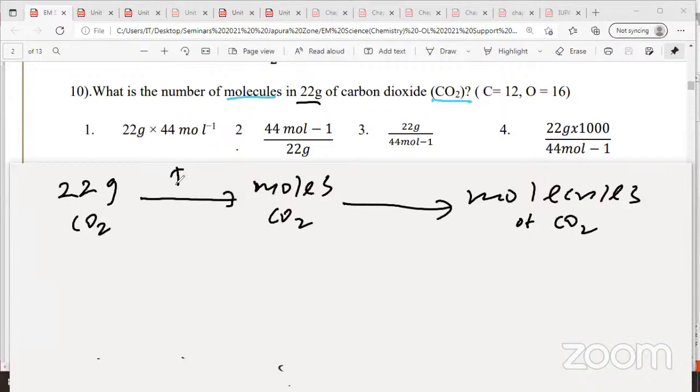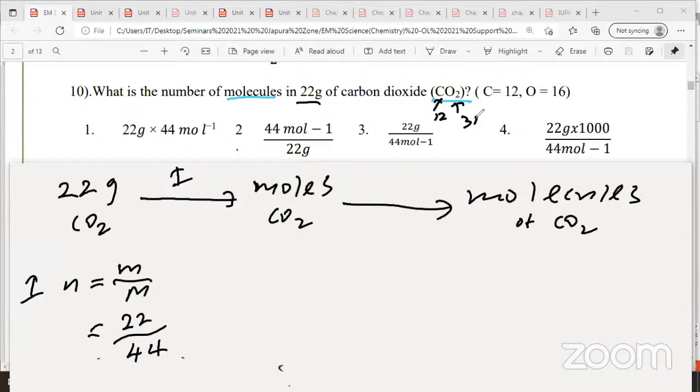What is the first step? How to convert grams to moles? Simple: n equals m over M. This is the equation. What is the mass? 22. What is the molar mass of CO2? 44. Total 44 because carbon 12, 2 oxygens 32. 32 plus 12, 44. Right? 44 molar mass. Then you get half a mole. How many moles? Half a mole, or 0.5. So we got the answer here.